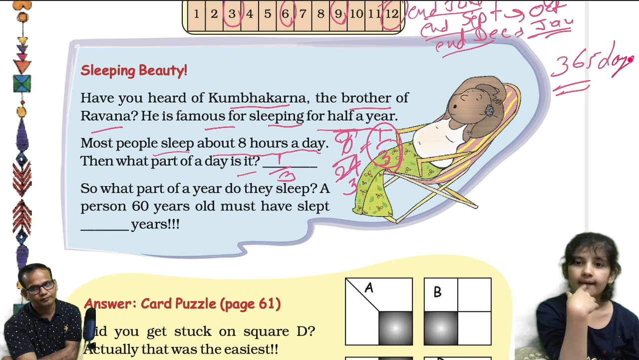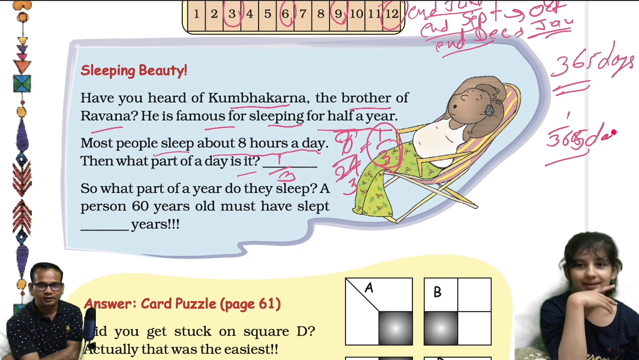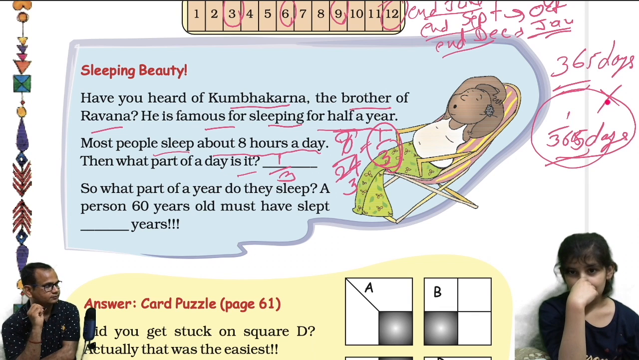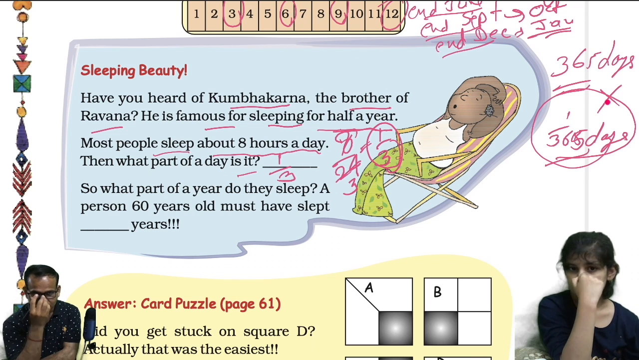So it will be 1 by 365, no? Why 1 by? That means you are telling 1 by 365, out of 365 days they sleep for 1 day. That is the meaning. So this is wrong. Tell me the next. I don't know. This is very simple. See, I'll tell you, Havisha.